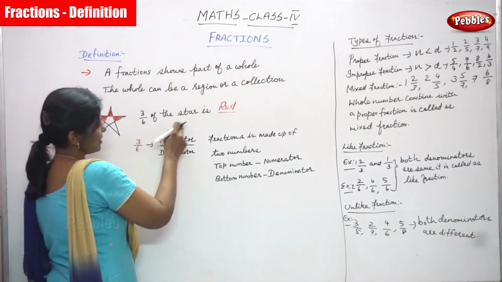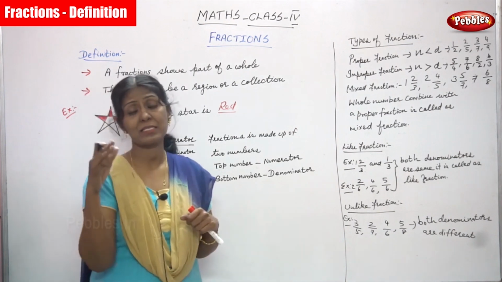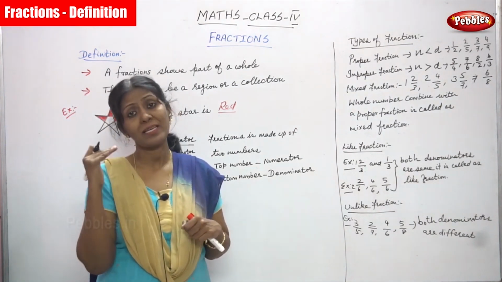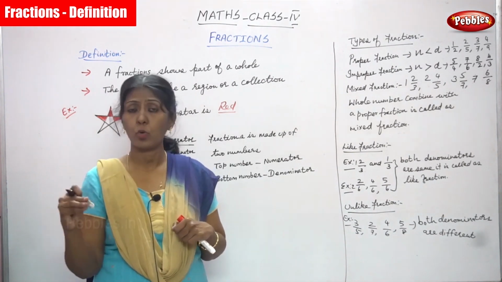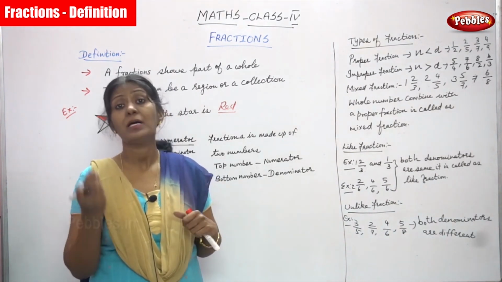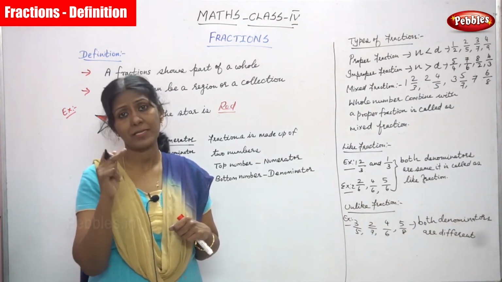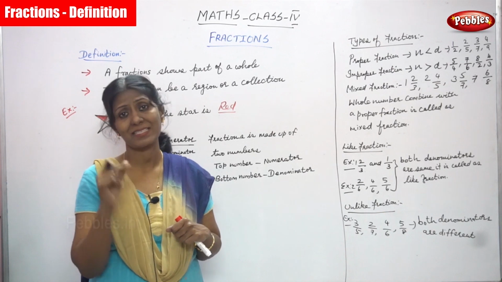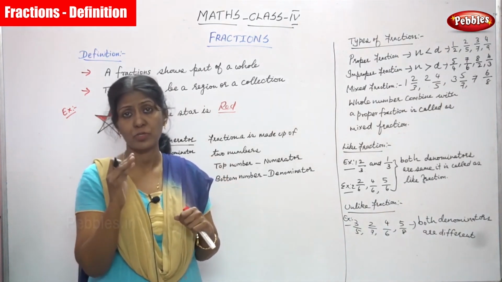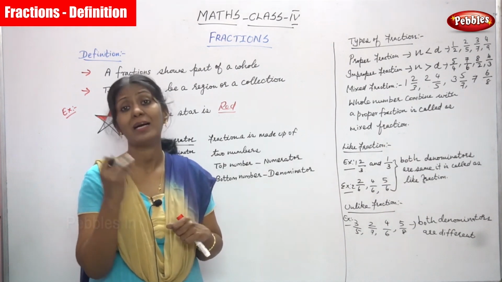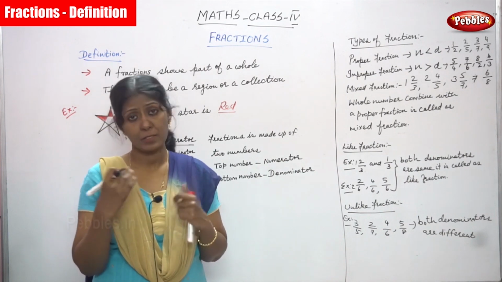So 3 by 6 of the star is in red color. It is a single star, but it is divided into 6 parts, and only 3 portions are shaded. So a fraction shows a part of a whole. From this star we understood that a fraction is a part of a whole, because the total parts are 6 and the shaded portion is 3. 3 by 6 is red in color. The remaining part is not in red color.